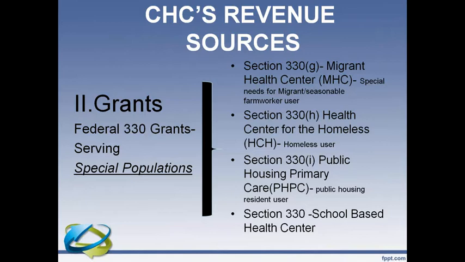The next piece is really a subcomponent of grants, which is targeted special populations, and there's a variety of those sources. Your 330G, Migrant Health Funds, which of course the National Center for Farmworkers Health Association is significantly focused on, and which a lot of you are members of. And then there's the 330H, which is your Health Center for the Homeless, and then there's also 330I for public housing primary care, and then there's also a 330 school-based. Now, some of you may receive straight 330, and some may receive 330G or H, or a combination of those different things for the special population.